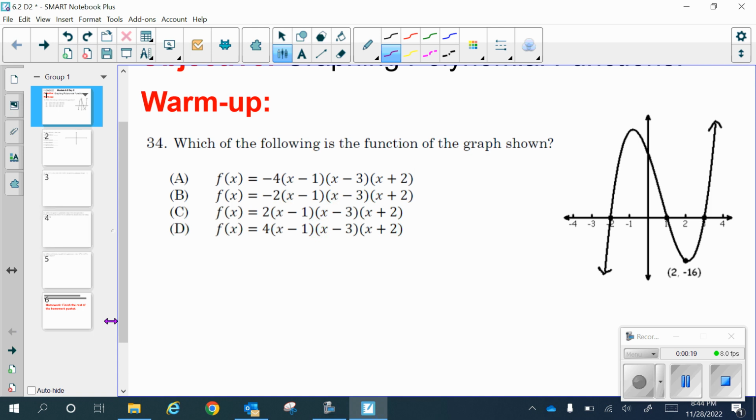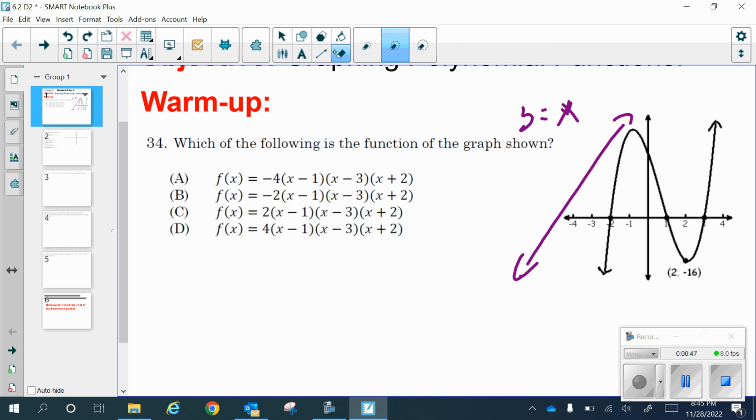All right, so hopefully you paused it, hopefully you did the problem. What I can see is that my end behavior is going from the bottom left to the top right. So if I start from the bottom left and go to the top right, I'm going to have a function that looks something like a y equals x function, right? Start from the bottom left and the top right.